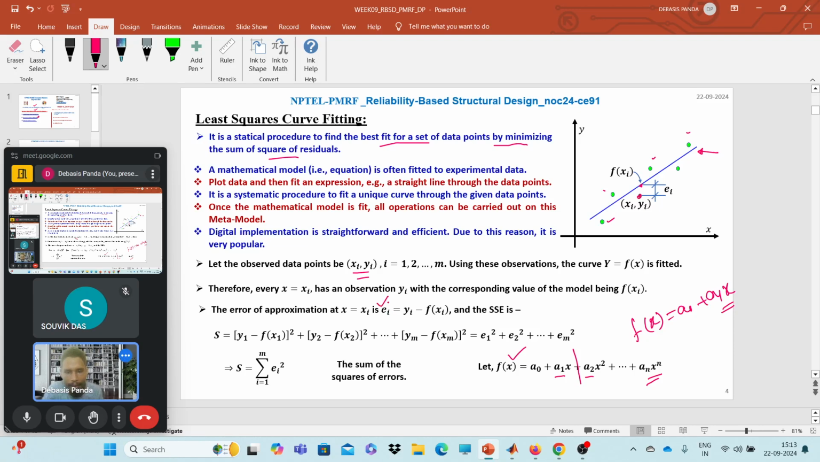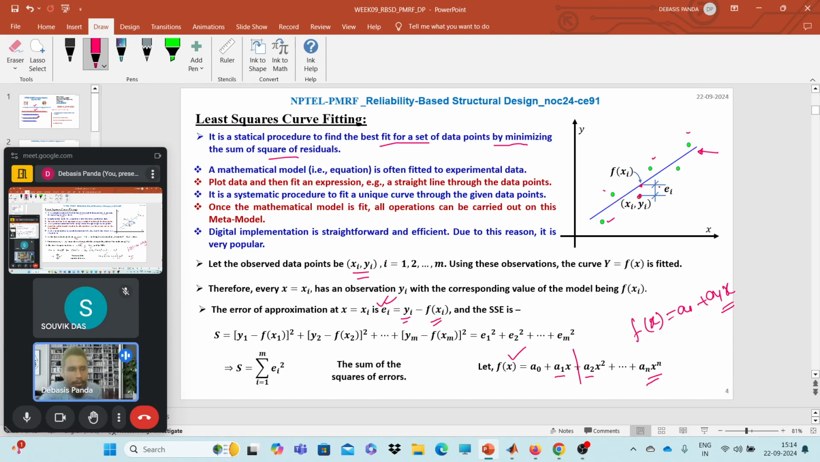The error for this data point will be nothing but yi, that means the observed value, minus the value proposed by this linear model f of x. Now what will be the sum of square of the errors? Now we need to square the error.